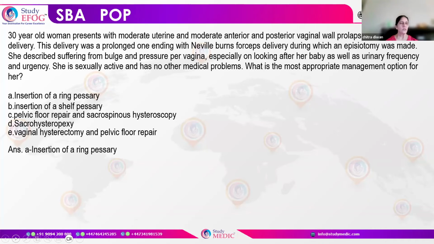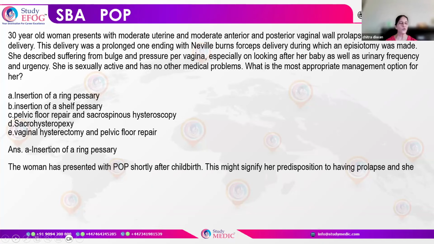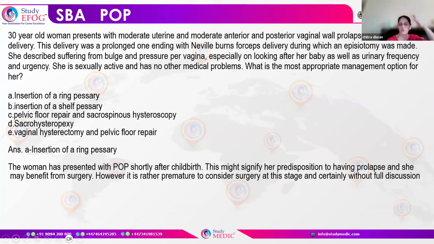The correct option is insert a ring pessary. Because she is young, not yet completed her family, so you will not offer her any type of surgery. A pessary. Now, out of the two pessaries, ring pessary and a shelf pessary, because she is sexually active, the shelf pessary occupies the vagina. So she cannot be sexually active. So shelf pessary is not offered. You will offer her a ring pessary.